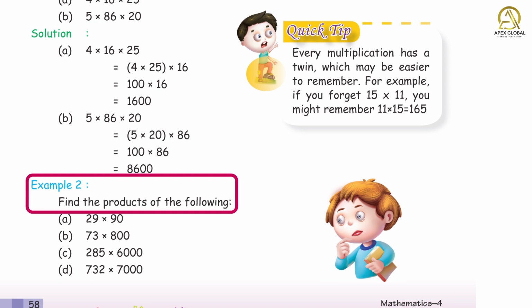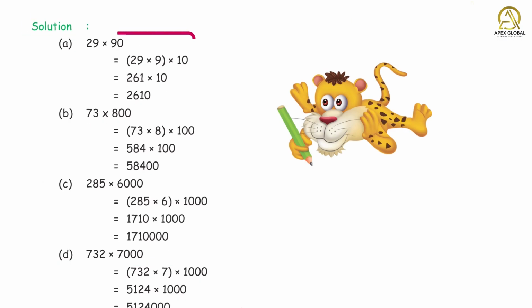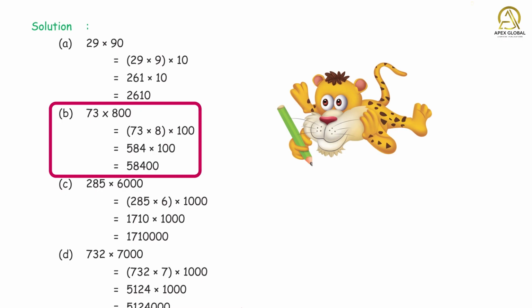Example 2. Find the products of the following. A. 29 into 90. B. 73 into 800. C. 285 into 6000. D. 732 into 7000. Solution. A. 29 into 90 is equal to 29 into 9 into 10 is equal to 261 into 10 is equal to 2610. B. 73 into 800 is equal to 73 into 8 into 100 is equal to 584 into 100 is equal to 58,400.